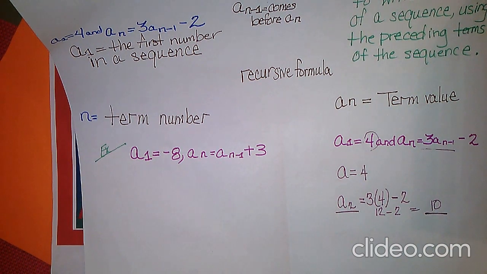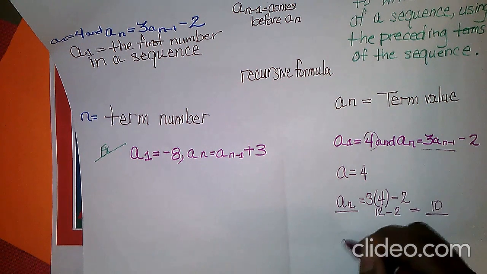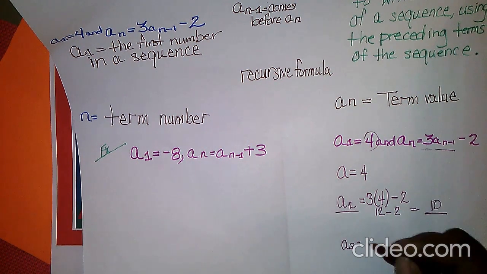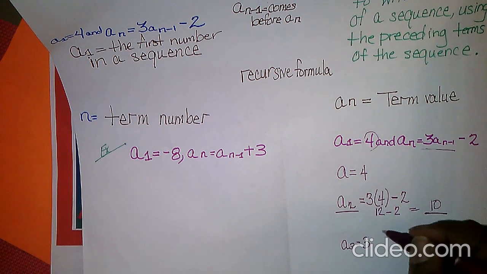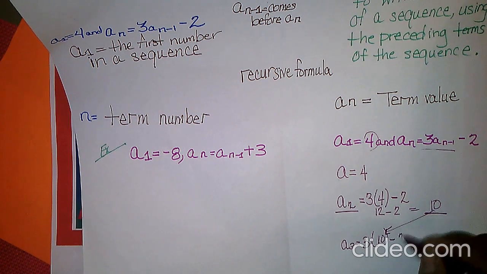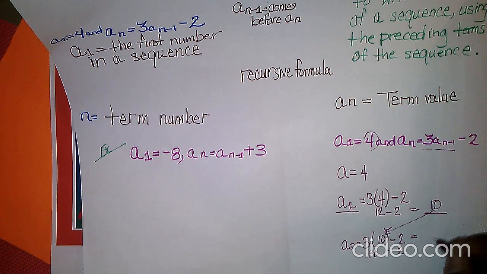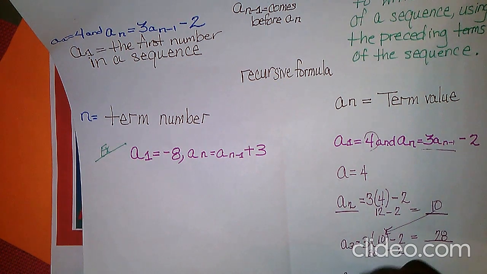Now, to do A3, we're going to plug in our A2 number. So for A3 equals 3 times 10. And we're just taking the 10 that's from right here. Minus 2. So 3 times 10 is 30. 30 minus 2 is 28. So A3 equals 28.